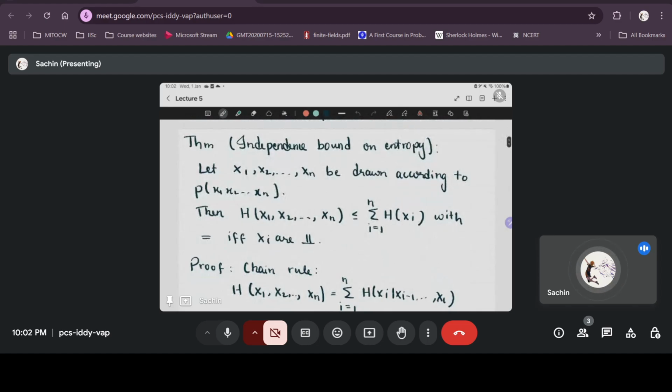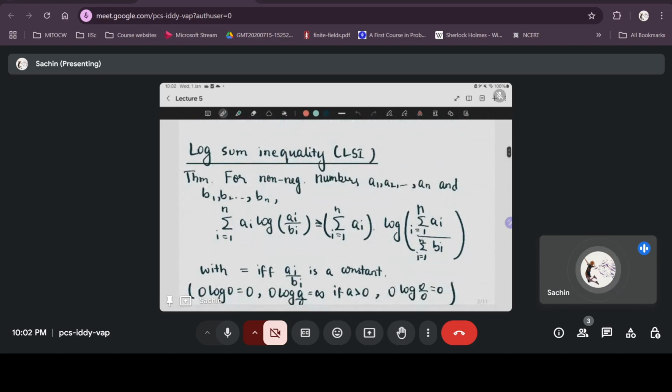Then using that theorem, we gave a bound on the entropy called the independence bound. Given a set of random variables X1 to Xn with a joint probability distribution p of X1, X2, etc. to Xn, the joint entropy H of X1 to Xn is less than or equal to the sum of the individual entropies, summation H of Xi, i equal to 1 to n.